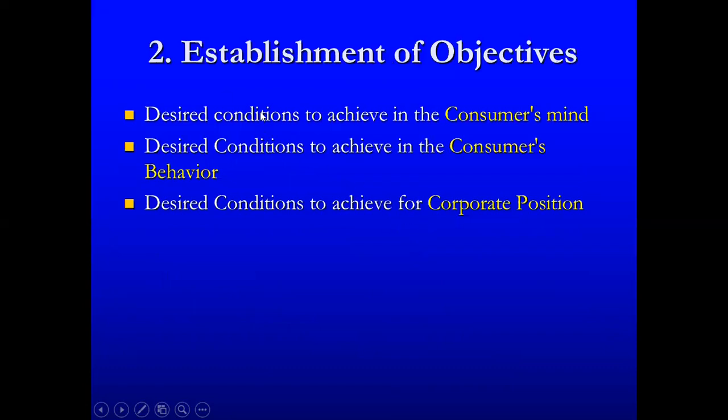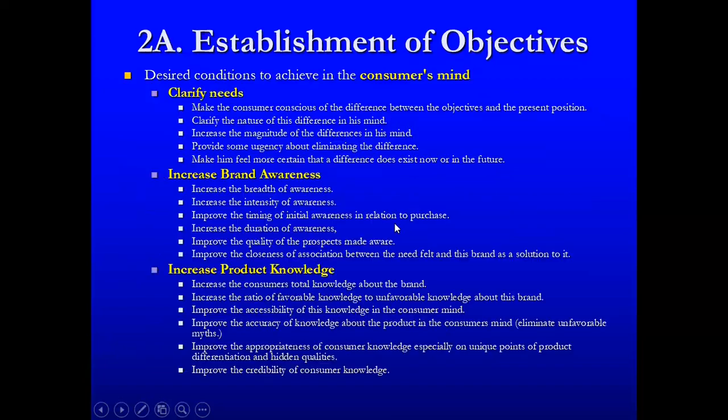Then the second stage is establishment of objectives, and these include three desired conditions to achieve: in the consumer's mind, in the consumer's behavior, and for corporate position. So the first one is desired conditions to achieve in the consumer's mind.